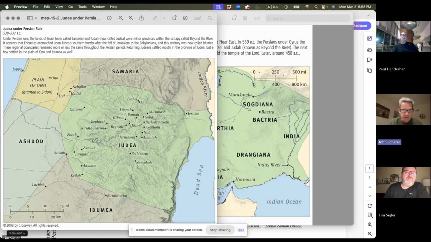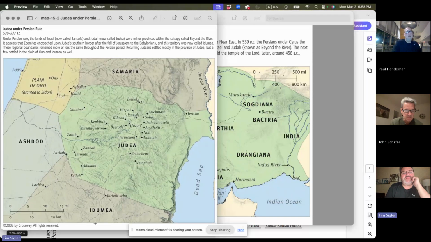Returning Judeans settled mostly in the province of Judea, but a few settled in the plain of Ono and Idumea as well. Idumea. So the plain of Ono, this would be over here near Joppa. And Idumea, notice how it's similar to the word Edom, but Edom is southeast of the Dead Sea. And they went south of the Dead Sea and west and north all the way to the border of Judea.